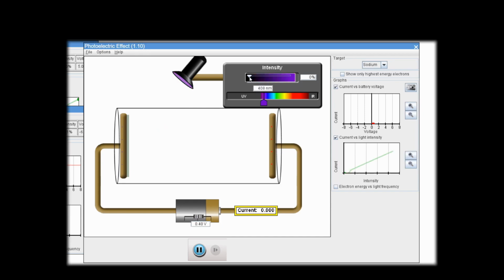The number of photoelectrons emitted, that is the photoelectric current, depends upon the intensity of light. You can see that as we increase the intensity, the photoelectric current increases, or the number of photoelectrons emitted from the photocathode increases. Now we are looking at the highest energy electrons. The maximum velocity that can be acquired by a photoelectron depends entirely on the frequency but not on the intensity of the incident light.